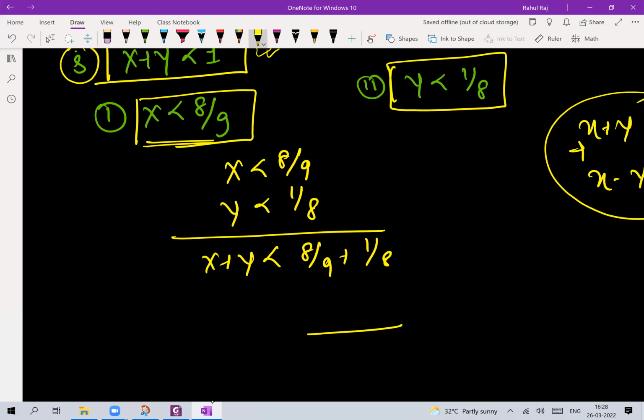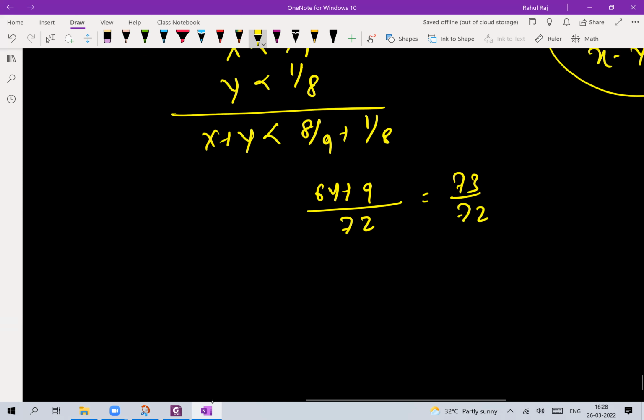So this is like 72, 64, 9. That is 73 by 72. So what I have got is x plus y is less than 73 by 72. If you divide, it will come down to about 1.01, let's say. If I actually divide, I'll get x plus y less than 1.01. If you divide 73 by 72, you will get something like that. You don't have to know the exact value.